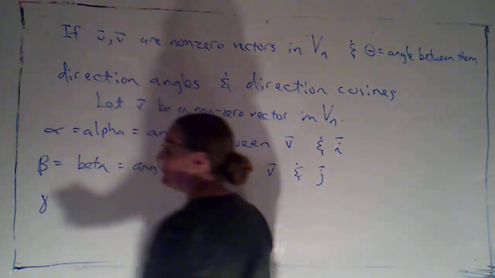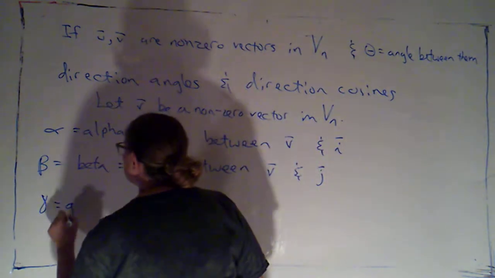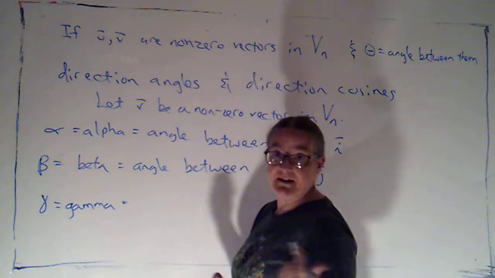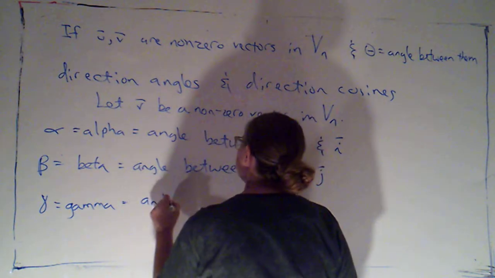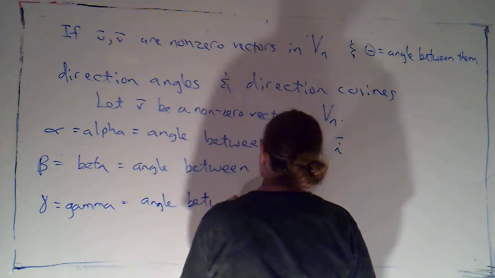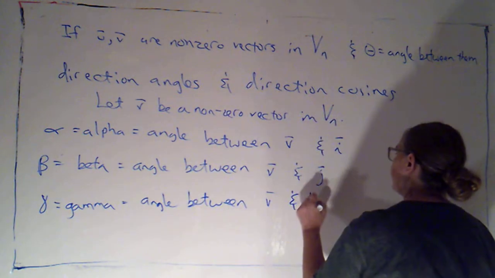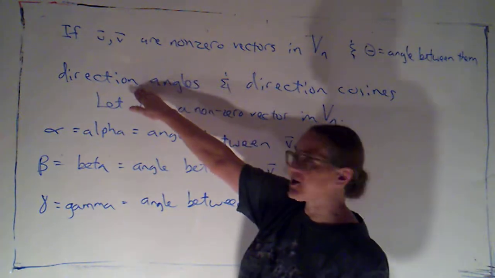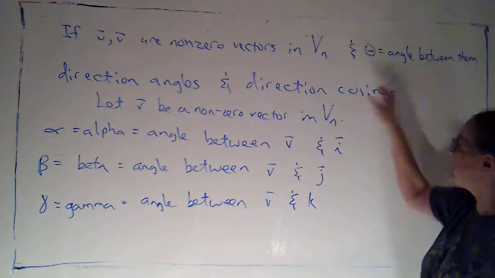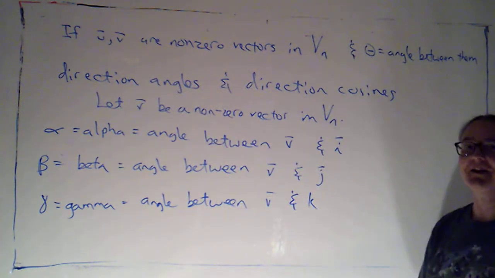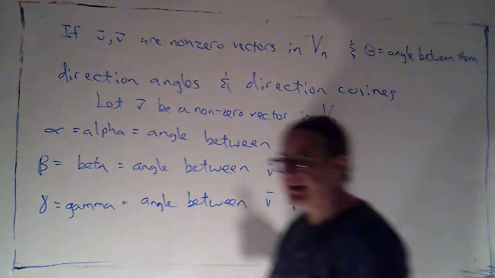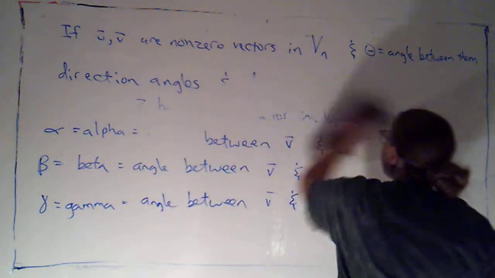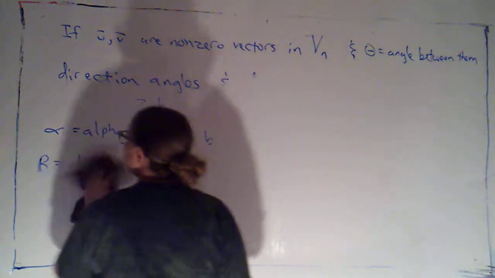Gamma, which looks like a fish doing a headstand, very exciting Greek letter there. This is only defined in 3 space, and it's the angle between V and K. So these are what are called my direction angles. The direction cosines are just the cosines of these angles. Let's actually calculate alpha and beta for an arbitrary vector in 2 space.